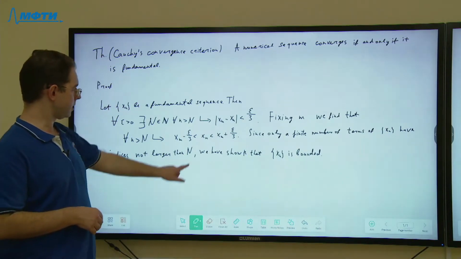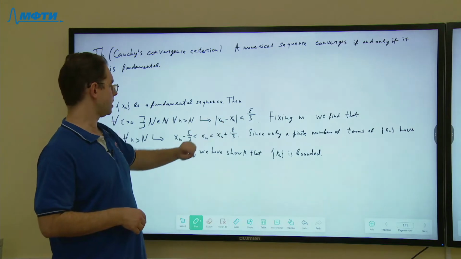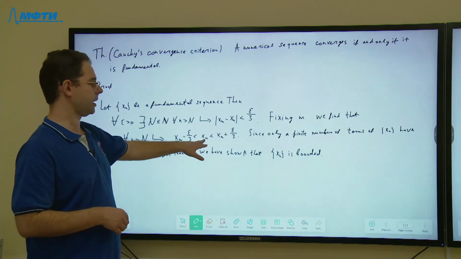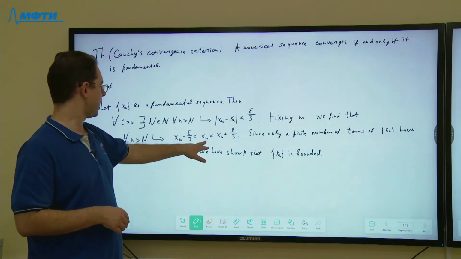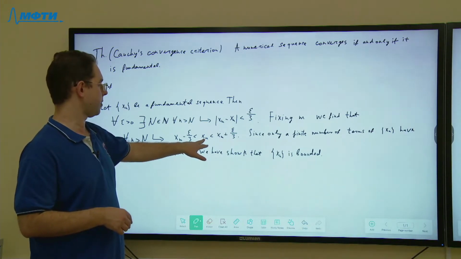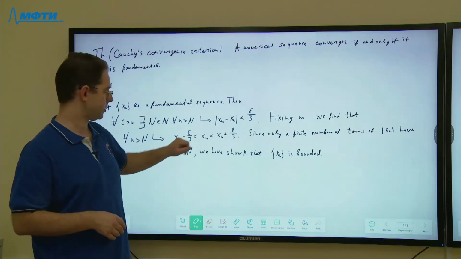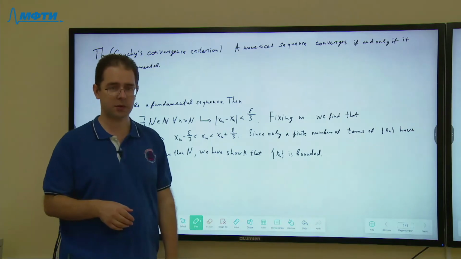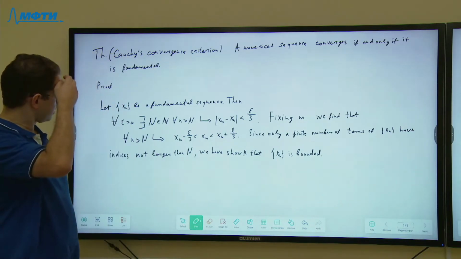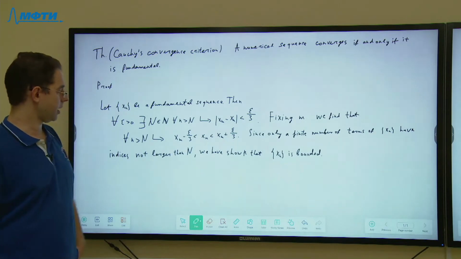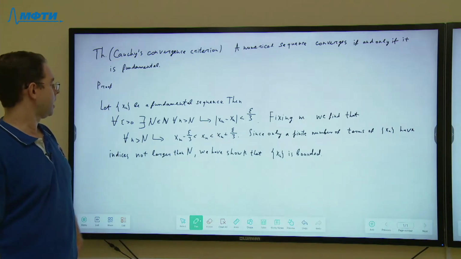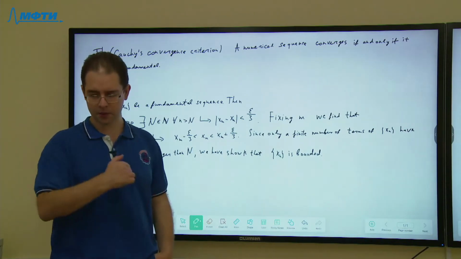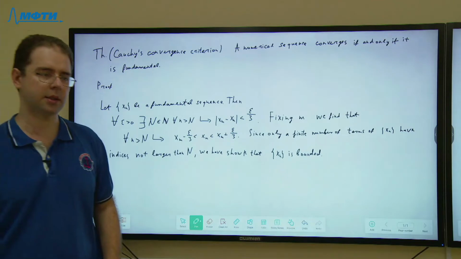Fixing m, this number, we can see that for any n, basically xn is in an epsilon divided by 3 neighborhood of xm. Since only a finite number of terms of our sequence have indices not larger than mn, we have shown that our sequence is bounded. That's where we have stopped last time. Now let's continue.